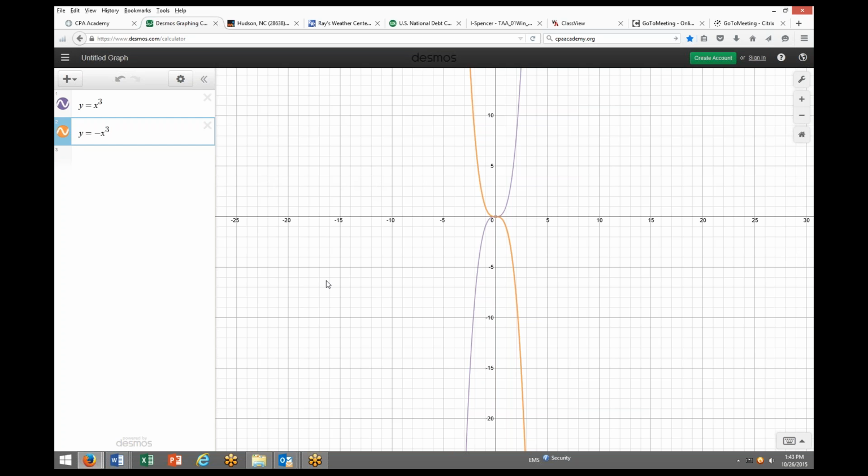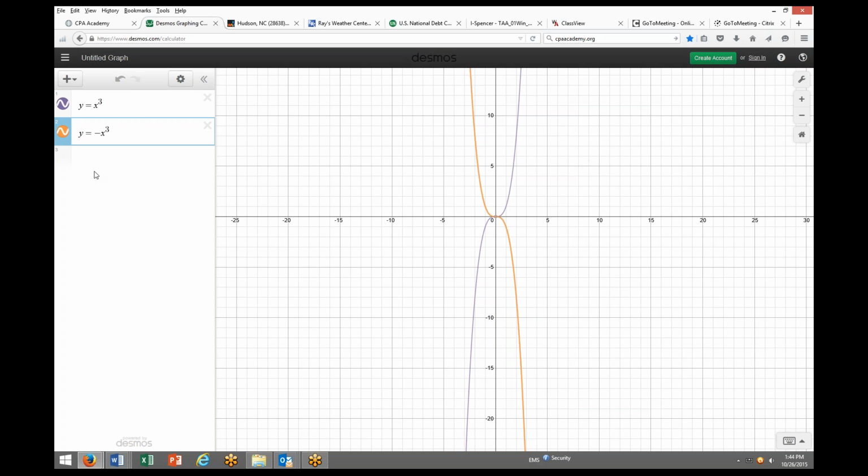And also what that does, let's talk about this. What that also does is it causes it, instead of coming up from the lower left and going up to the upper right, to come down from the upper left and go down to the lower right. And so it's decreasing everywhere. As y equals x to the third is increasing on every single interval, y equals negative x to the third is decreasing on every single interval.